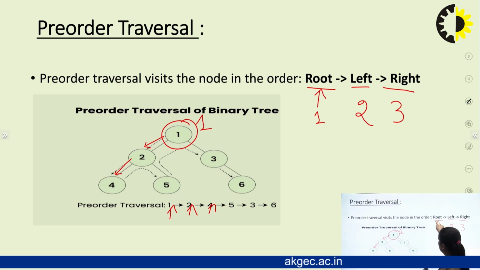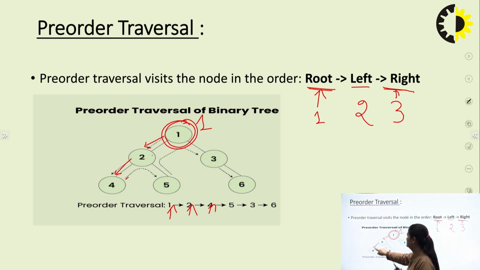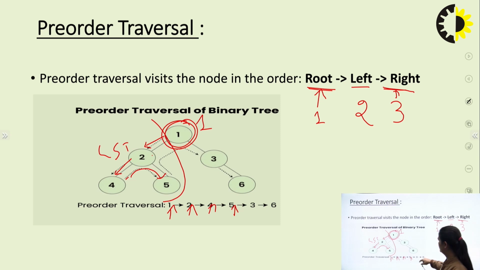First we cover the root, then go to the left, and after that we visit the right node. After we visit the left node, we go to the right node, that is 5. After completing the left subtree, we go to the right subtree. Covering the root and left, we go to the right.